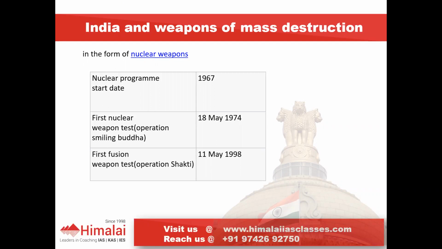Coming to India, India also did not stay back. It started its nuclear program in 1967. And in 1968, one body emerged, that is NPT, the Non-Proliferation Treaty. So what was the motto behind the emergence of NPT? NPT wants non-proliferation. Non-proliferation means do not spread these technologies.